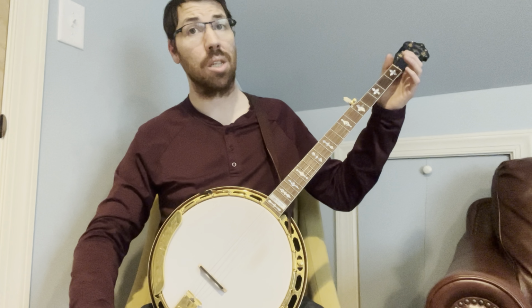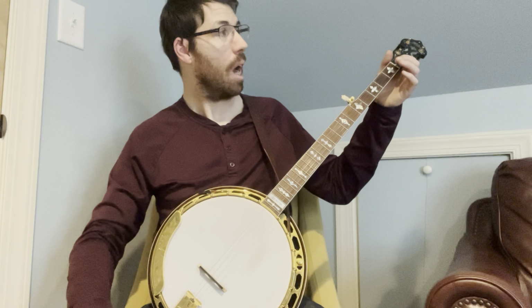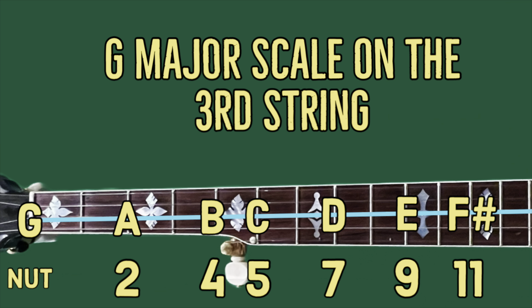Recall from our previous discussion that the G major scale is present on the 3rd string at the open note G, 2nd fret A, 4th fret B, 5th fret C, 7th fret D, 9th fret E, and 11th fret F sharp.